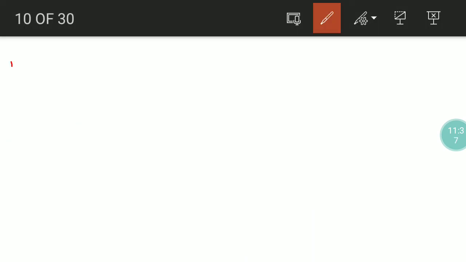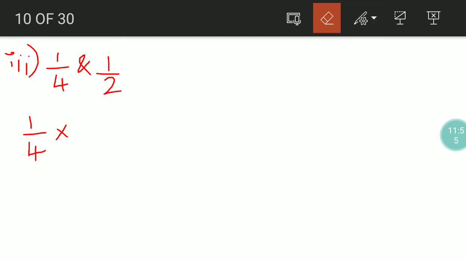Okay, third bit, it is 1 by 4 and 1 by 2. So here also, with 1 by 4 and 1 by 2, the denominator should be the LCM, which is 4. So 1 by 4 into 1 by 1 is the same, right? So it is 1 by 4 only. Now for 1 by 2, the LCM is 4, okay? What makes the denominator 4? So 2 2s is 4 and 1 2s is 2.